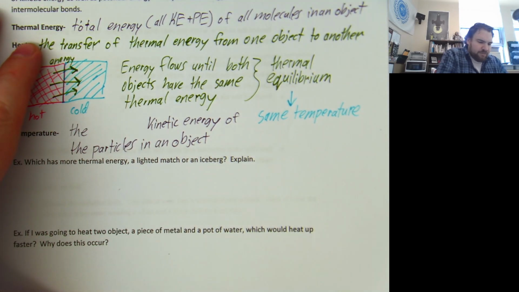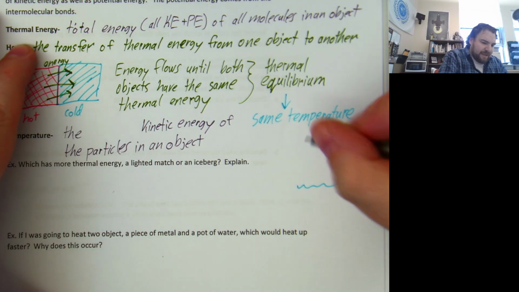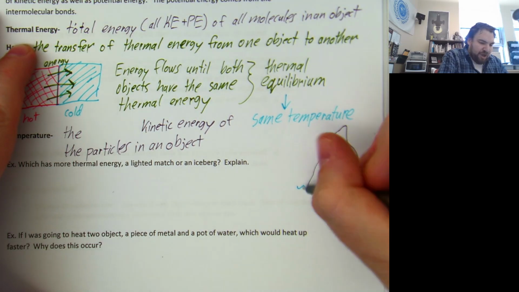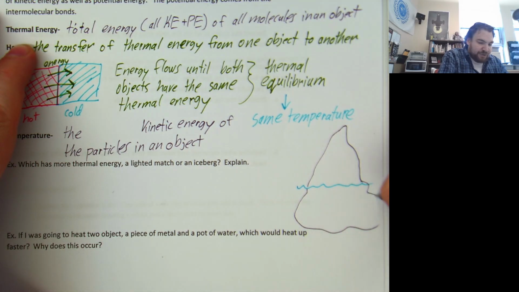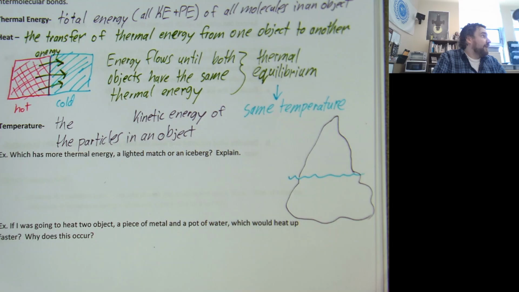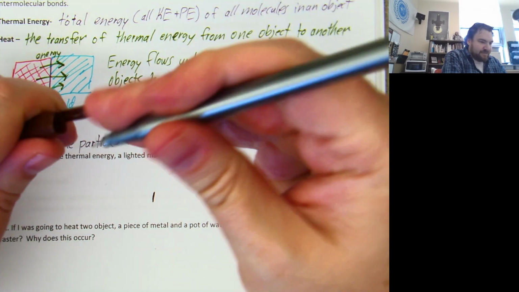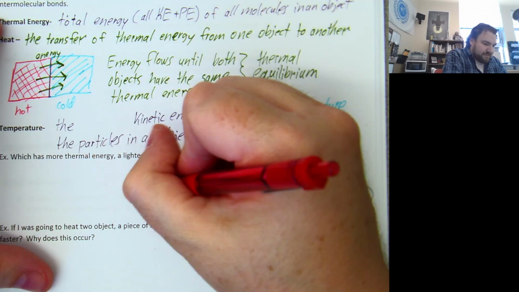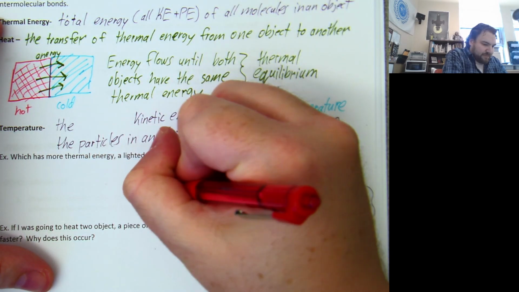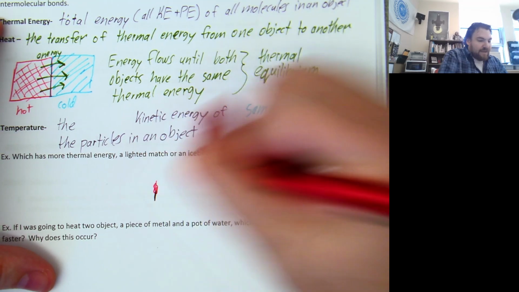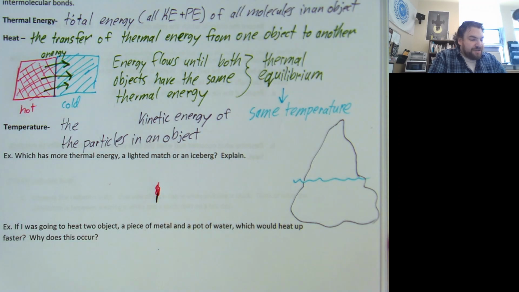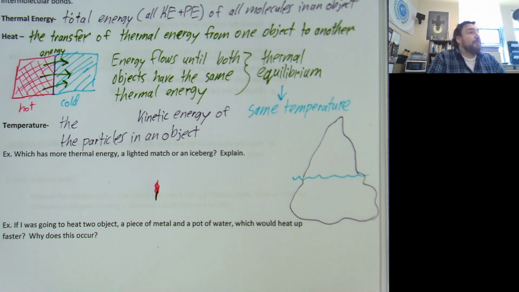Here's your iceberg. For those of you who don't know what an iceberg is, it's a giant block of ice, and that giant block of ice actually is bigger underwater than it is above the water. Which is what sunk the Titanic, for those of you who care about old ships. Or you have a teensy lit match. There's your lit match. Which of those has the larger thermal energy?